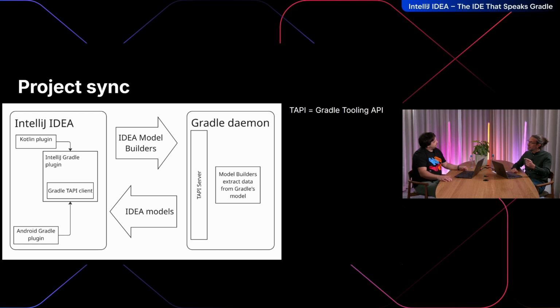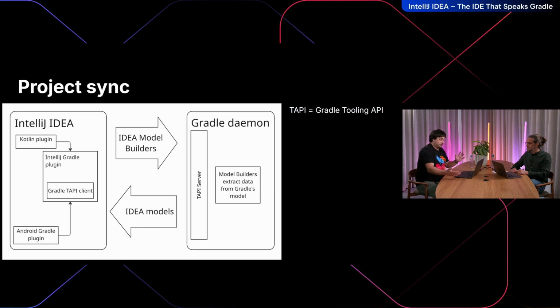For example, Kotlin has this notion of friendships between sources, so that test sources can access internal members of main sources. And this is something that the Kotlin plugin in IntelliJ asks Gradle. Without Kotlin, we don't ask for this information. An obvious example of what we ask every time is actually source sets, right?